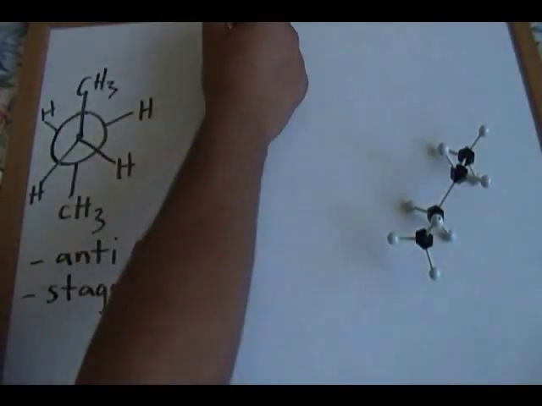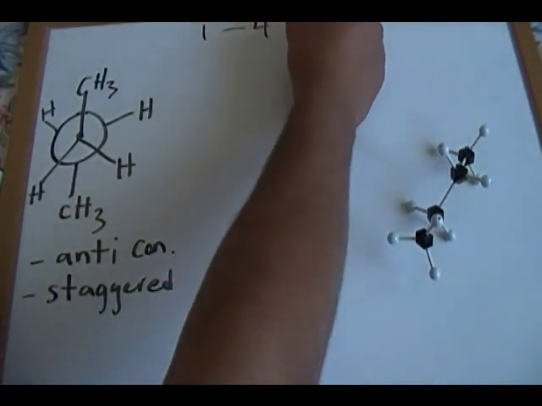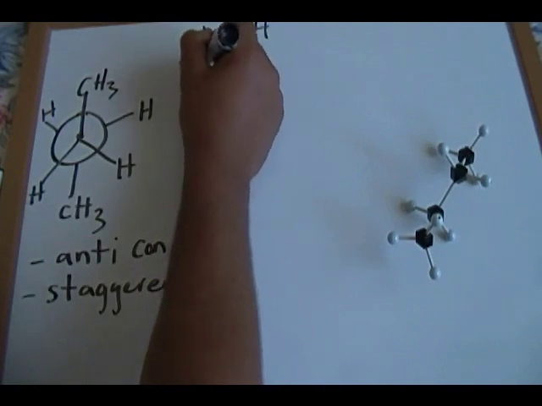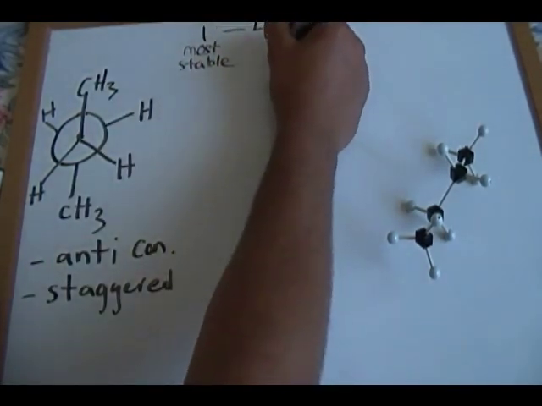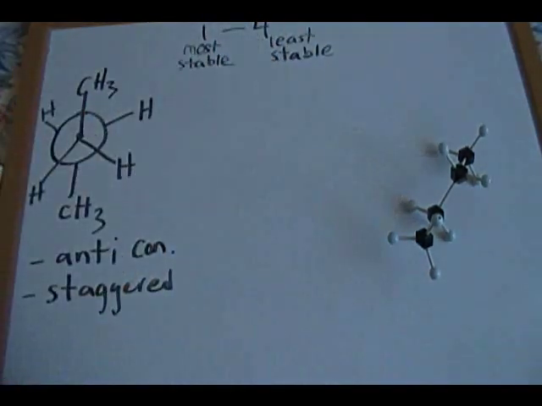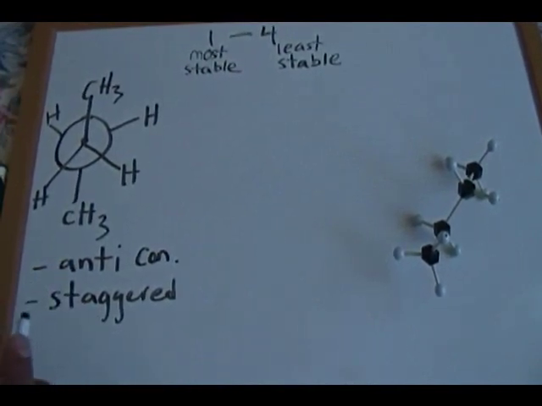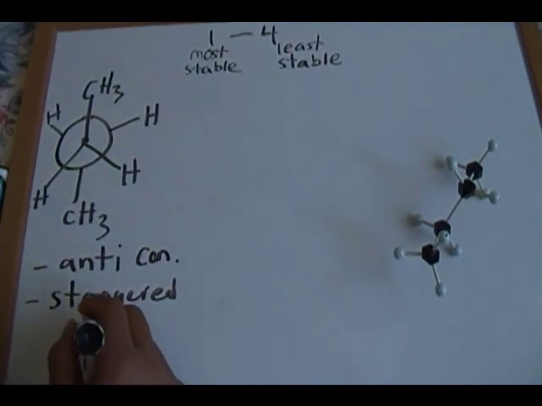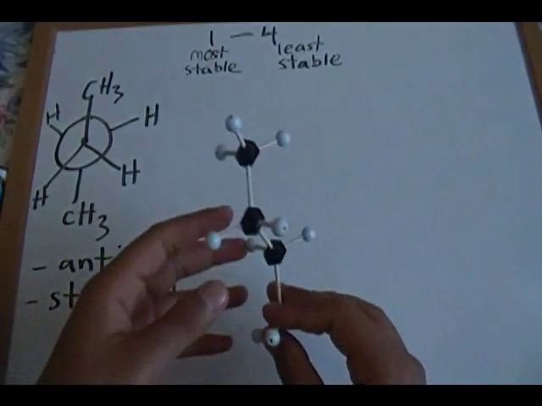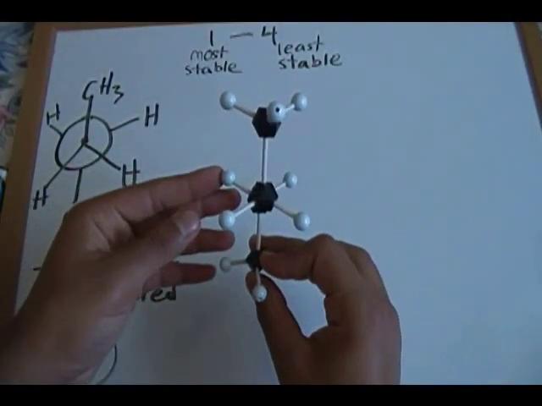And again, the ranking scale 1 through 4, 1 being most stable, 4 being least stable. So on this little scale that I presented for you guys, the anti-conformation, which is the first conformation that we're talking about, is considered a 1. This is the most stable. I'll discuss why it is the most stable compared to the other conformers. So that was our first conformer for butane.